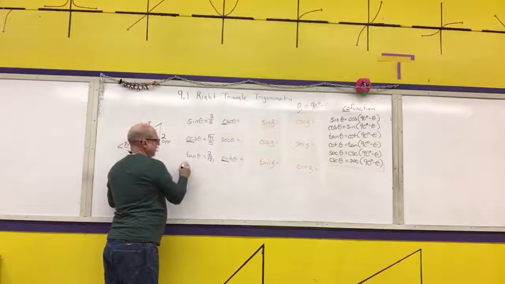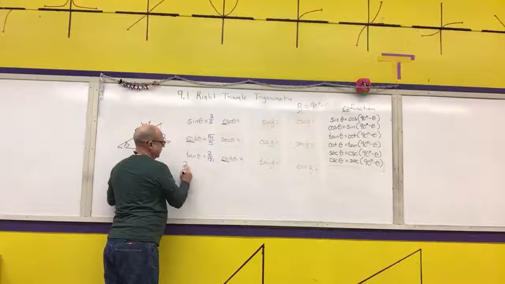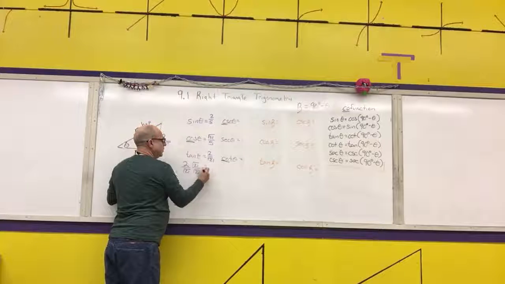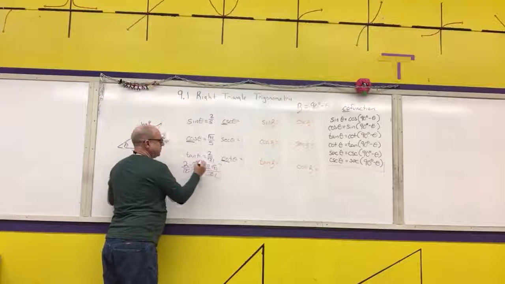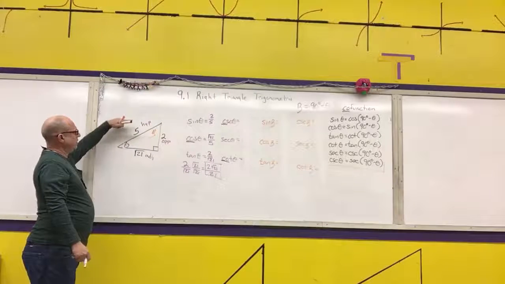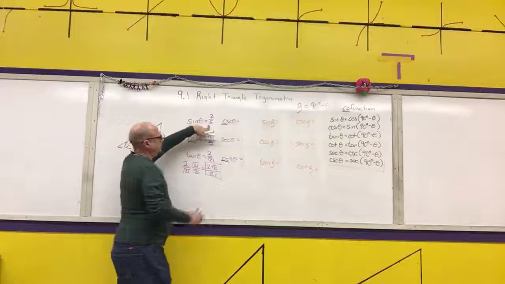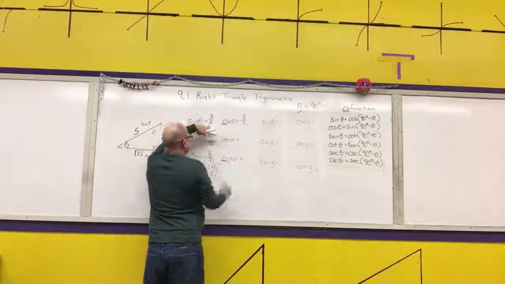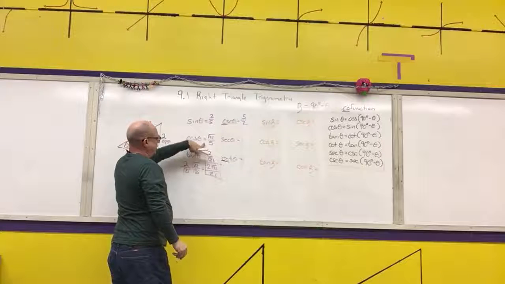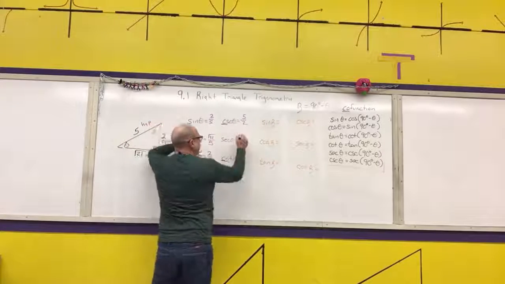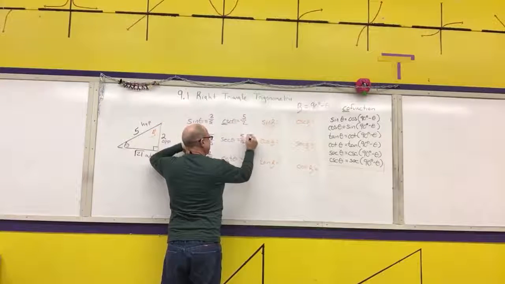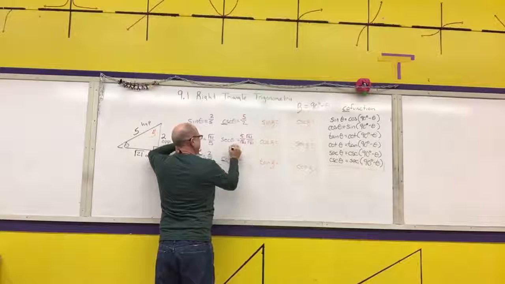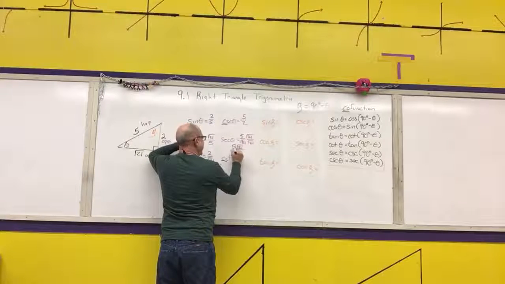However, I don't want to leave radicals in the denominator, so I'm going to rationalize it by multiplying the numerator and the denominator by that radical. So I end up with 2 root 21 over 21. The cosecant is hypotenuse over opposite, or this one flipped over, so 5/2. The secant is 1 over cosine, so it's 5 over root 21. Again, I need to rationalize it. So I end up with 5 root 21 over 21.